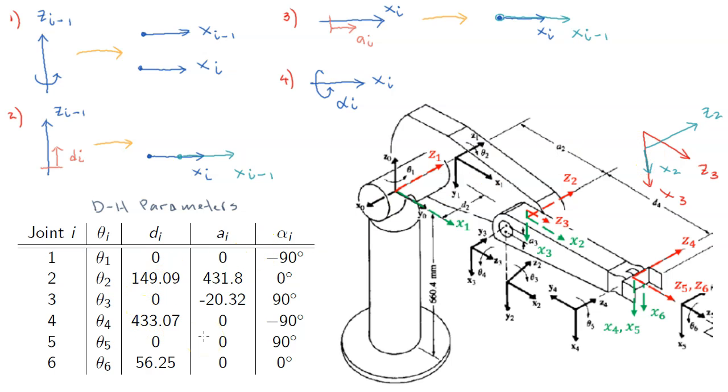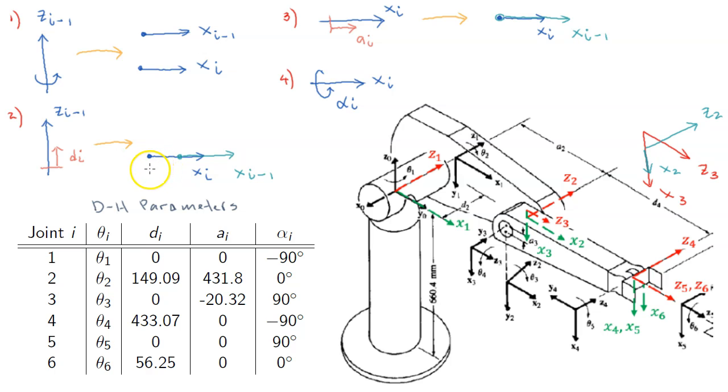Next, we want to find A3. For A3, now we have to look at X3. The question is how much I have to translate coordinate frame 2, which I have rotated and translated, in X3 to make the two origins coincide. Look at this. Here, first we make them pointing the same direction.